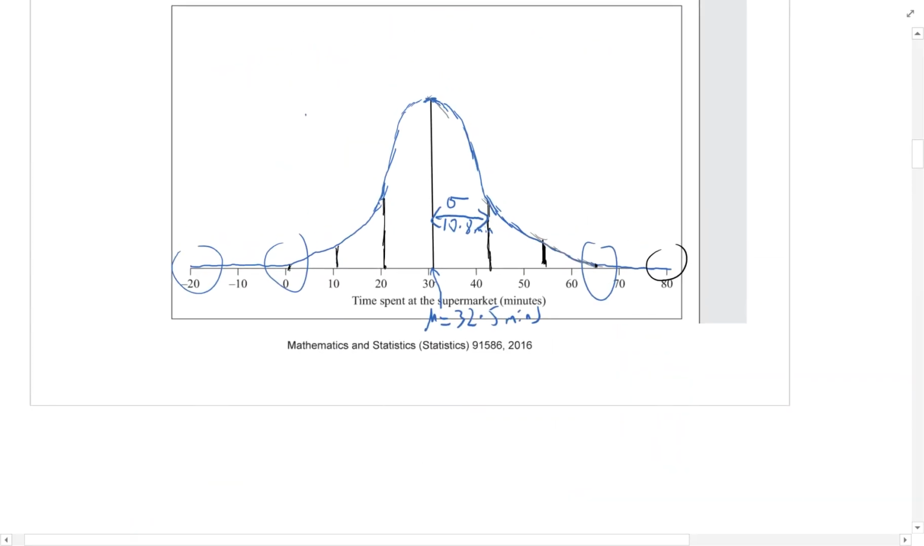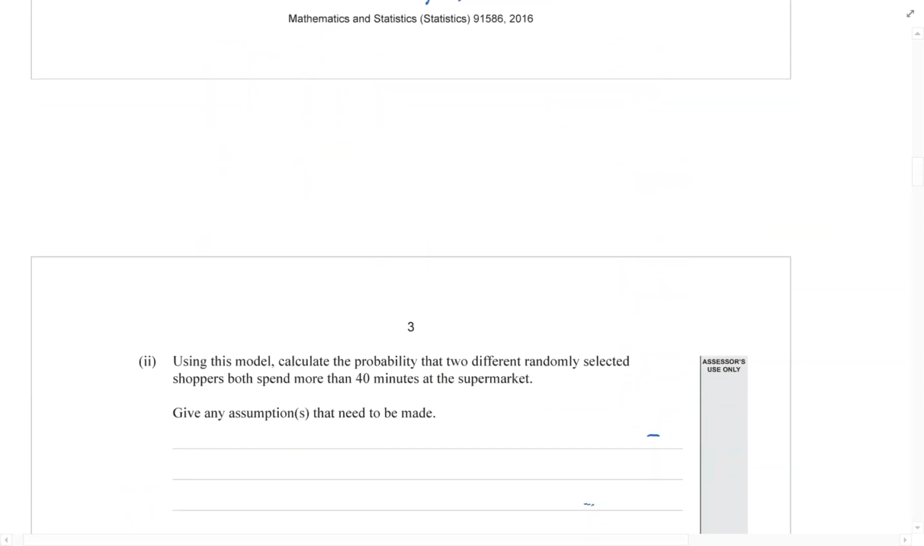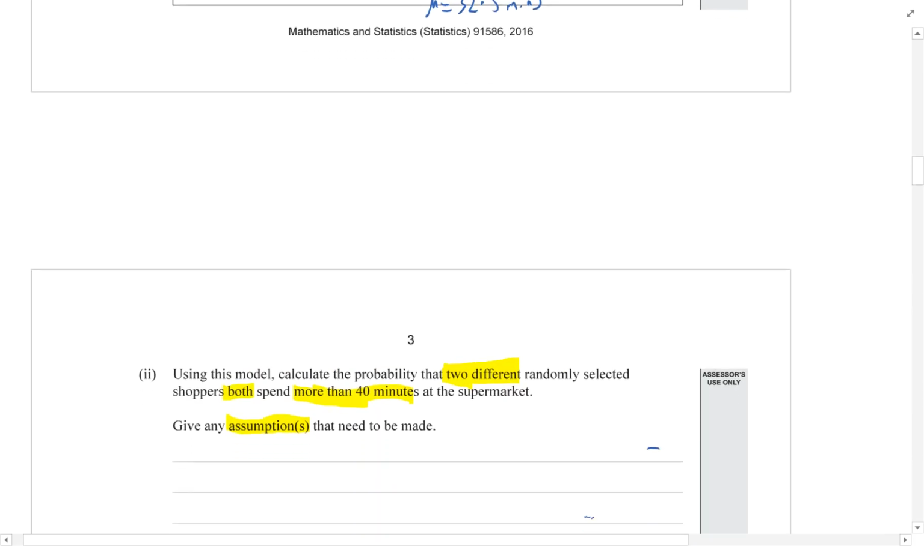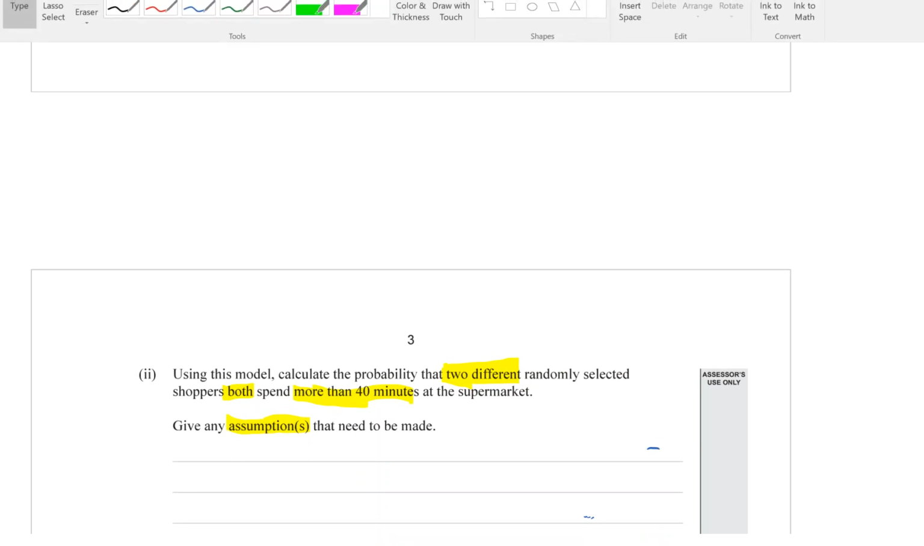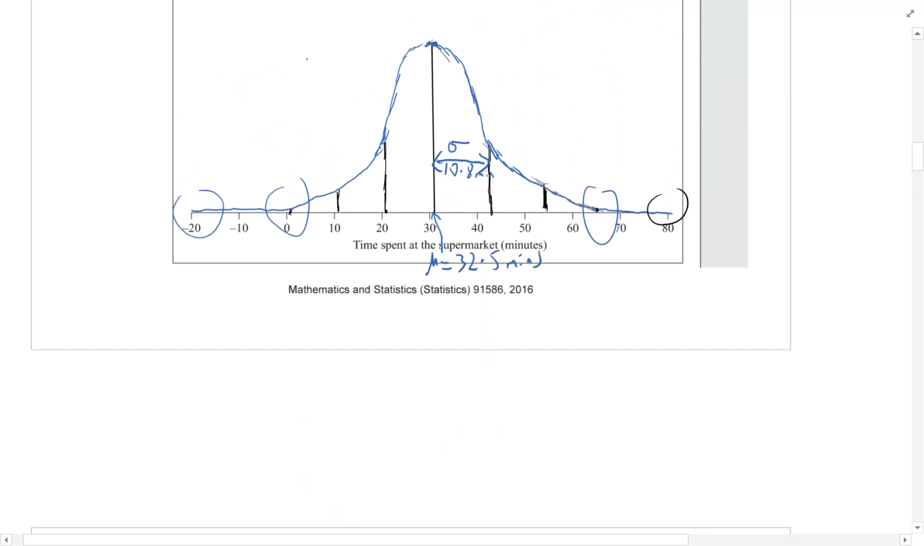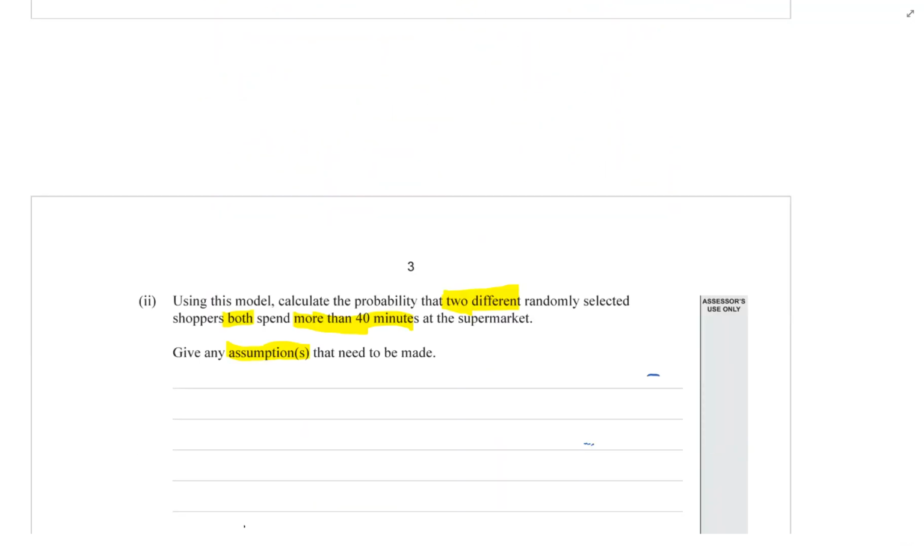Using this model, that's this model here, calculate the probability that 2 different randomly selected shoppers both spend more than 40 minutes at the supermarket, and give any assumptions that you need to make. So 2 different. Whenever we're asked to calculate 2 different events, the easiest way is to start by calculating one of them. So solving a simpler problem first. So using this model here, I want to calculate the probability that one randomly chosen shopper happens to take more than 40 minutes. So I should start by writing that down, being clear what I'm finding out.